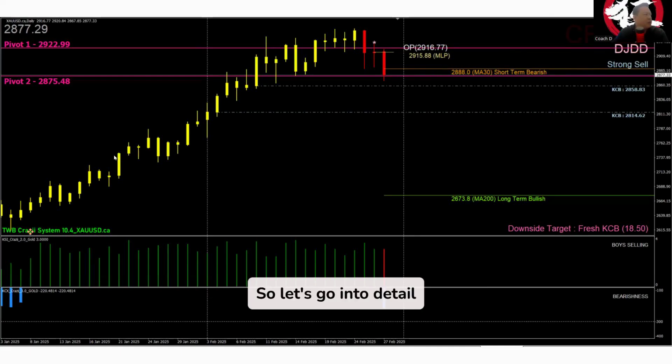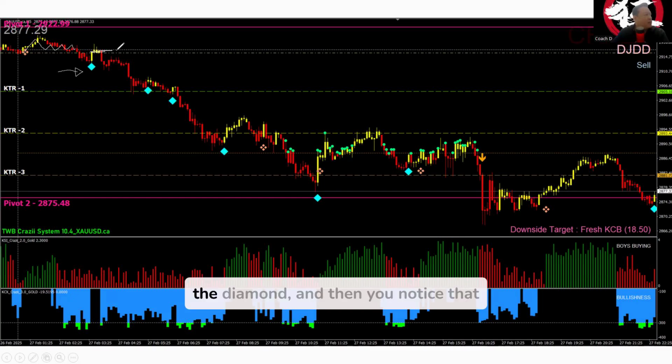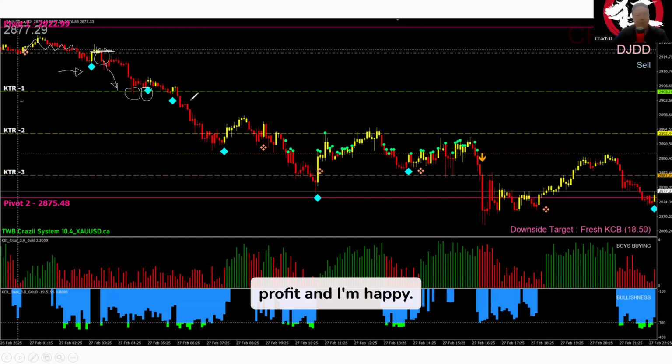So let's go into detail how they work, okay? At the start of the day, we immediately noticed that the market was going sideways, and then one time the diamond appeared. By right, you should put a line at the closing price of the diamond, and then you notice that the market just couldn't stay above the line, and that was a big issue. So I shorted the first round on gold, and then KTR -1, I booked profit, and I'm happy.